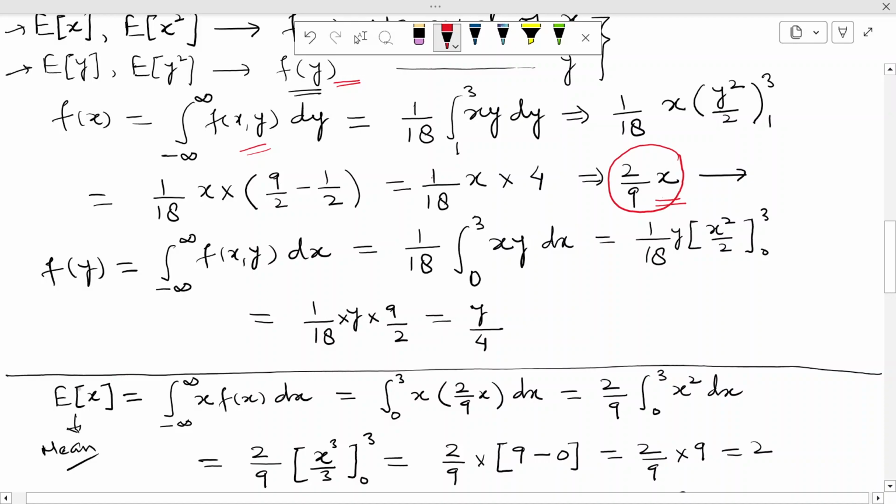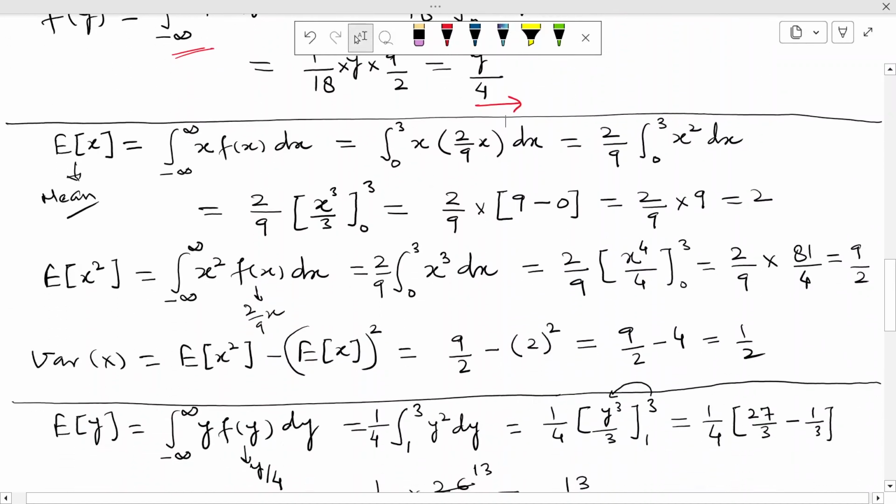Now next, in order to obtain fy, which is the marginal of y, we have to integrate our joint PDF with respect to x. The limits for x are 0 to 3. This is the general definition. Don't get confused with this minus infinity to plus infinity. We always have to consider the limits obtained from the domain of fxy, meaning the domain over which our fxy is defined. So when you perform this integral, you obtain fy as y by 4.